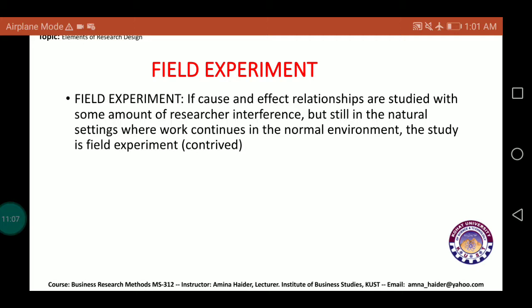This example would be a field experiment, since only the interest rate is manipulated, with all the activities occurring in a very normal and natural environment. So field experiments are the ones where there is minimum, limited researcher interference, and certain variables are changed to see their effect on the dependent variable.